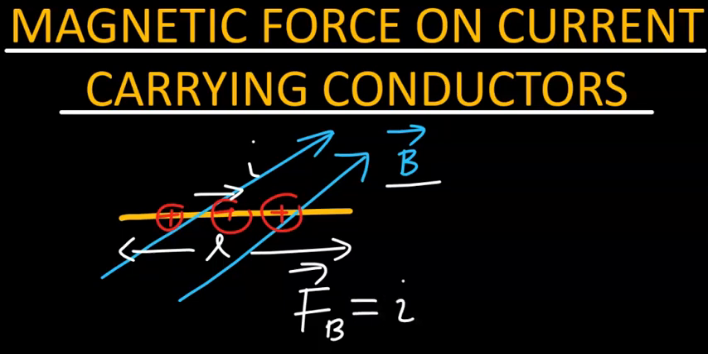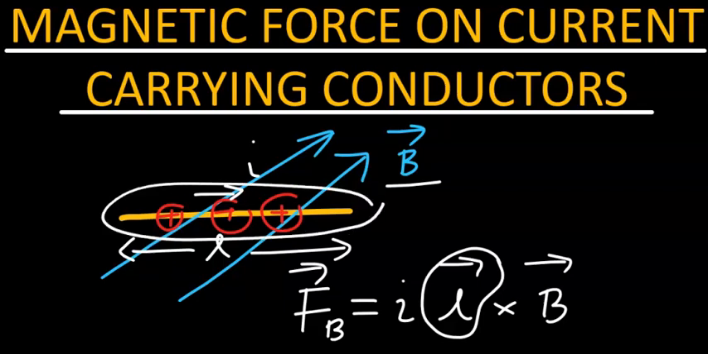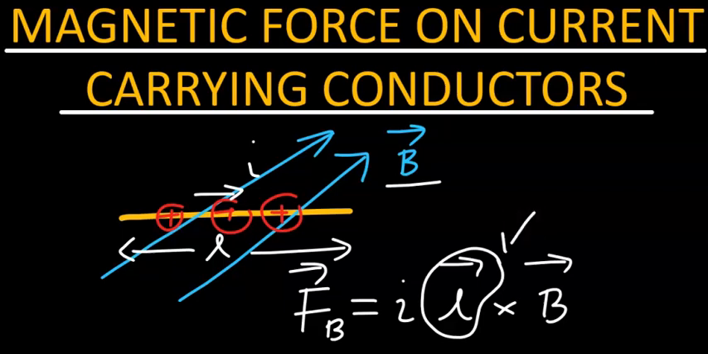It is the current in ampere times the cross product of two vectors, namely the first vector is vector L and the second vector is the magnetic field vector. So how do we define the length vector here? The length vector here refers to the length of this conductor, so the magnitude of that length vector is the length of that conductor itself. The direction of this length vector is the same as the direction of the electric current.